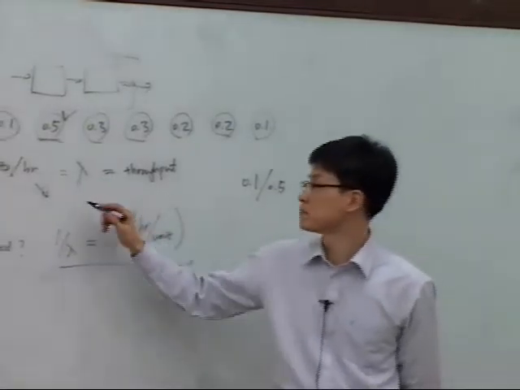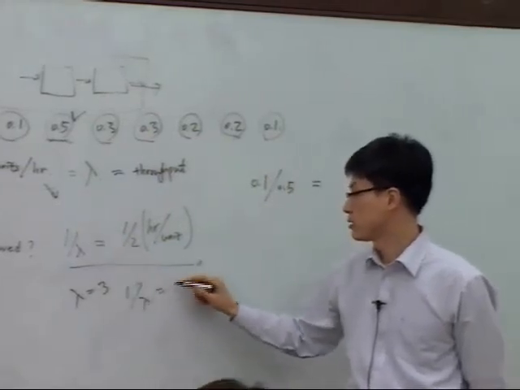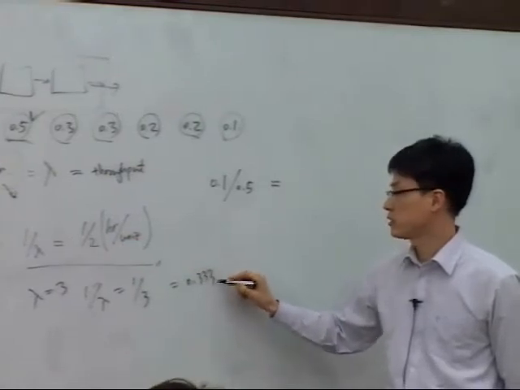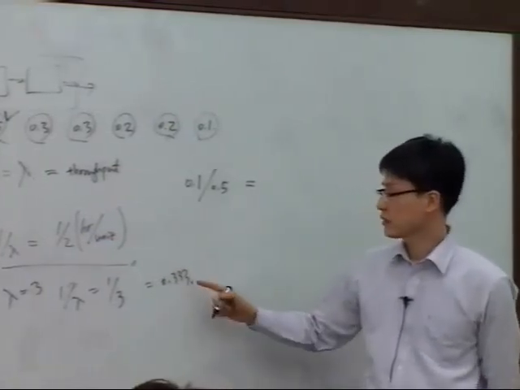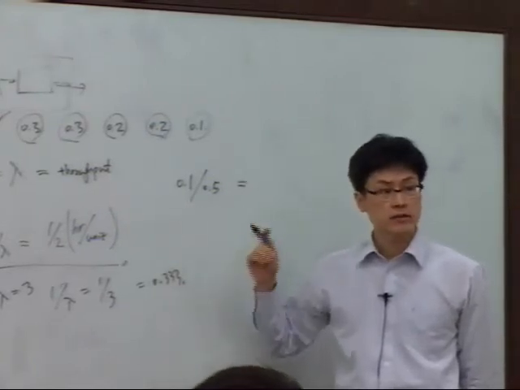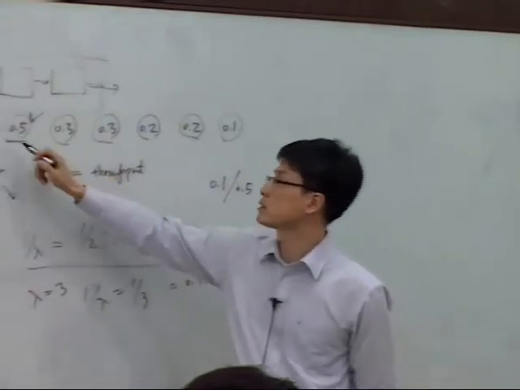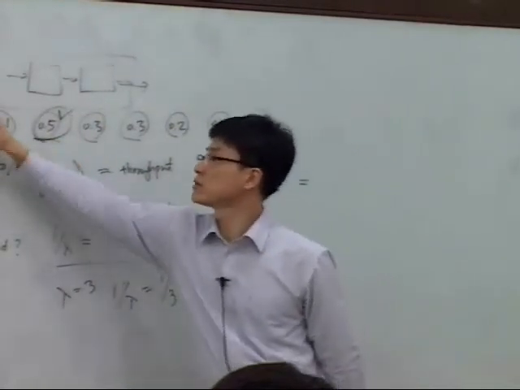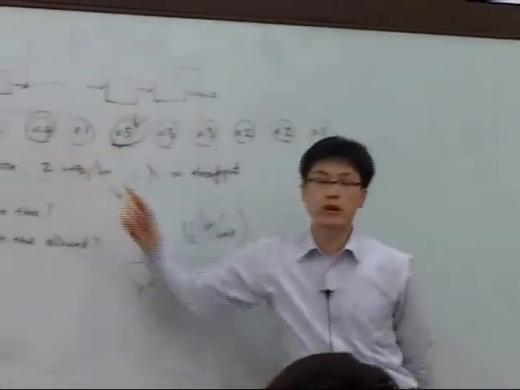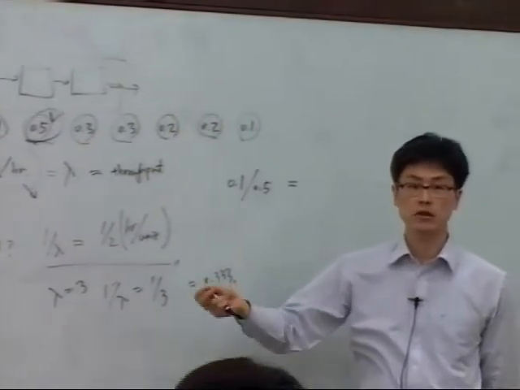Same thing. Now lambda is 3. 1 over lambda is 1 over 3, which is 0.333, right? If the cycle time is greater than this value, it is physically impossible. So identify that. And you have to identify that specific workstation and have to do something.